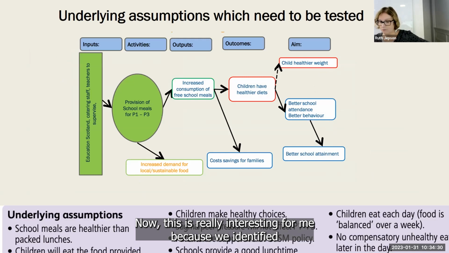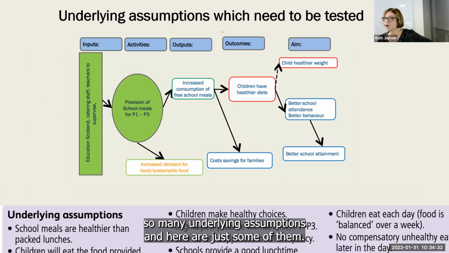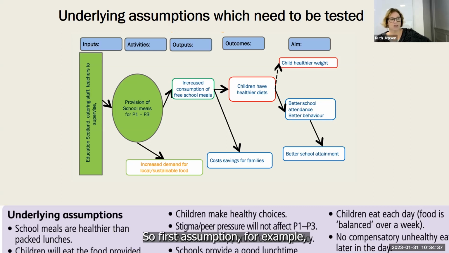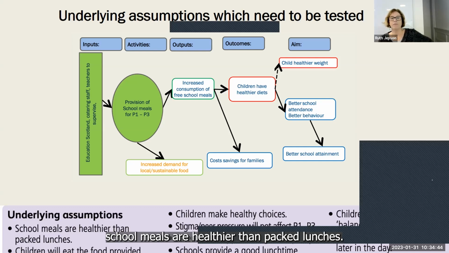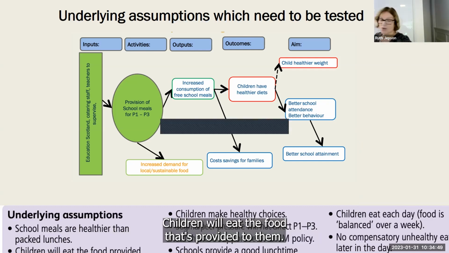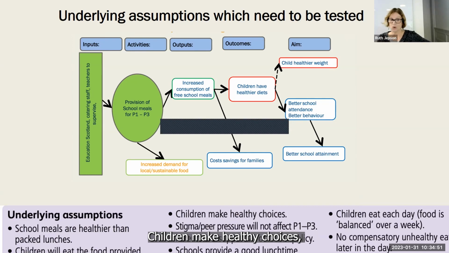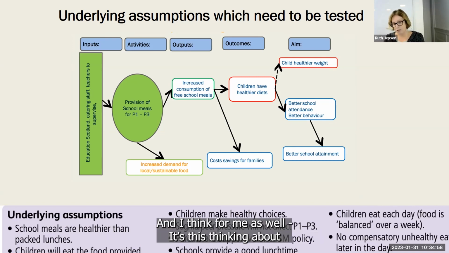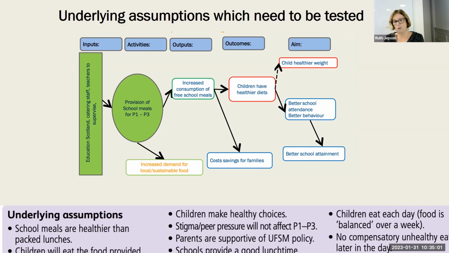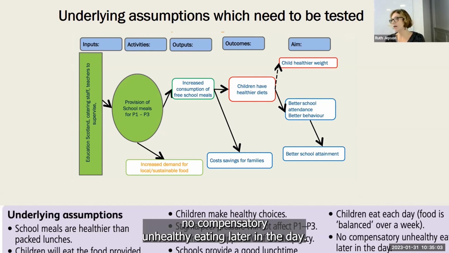Now, this is really interesting for me because we identified so many underlying assumptions, and here are just some of them. So, first assumption, for example: school meals are healthier than packed lunches. Children will eat the food that's provided to them. Children make healthy choices. Schools provide a good lunchtime environment. And I think for me as well, it's this thinking about no compensatory unhealthy eating later in the day.